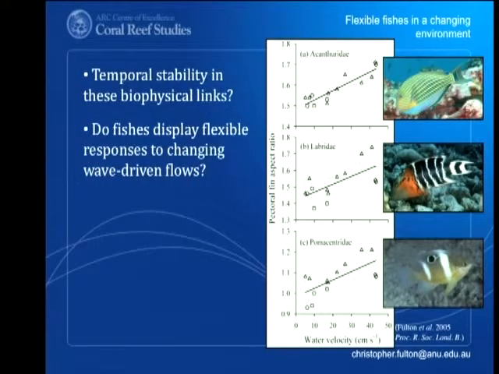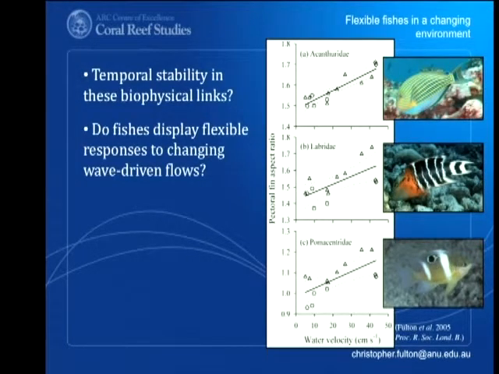The question, though, is, and I've talked to some people here in Juha, they want to know about the temporal stability of these kind of biophysical links. They want to know, if we do some of this mapping, how stable is it? Because things are changing, and even in present context, wave climates do change. They change on a daily basis, a monthly basis, and seasonally. So this is the kind of question we've been examining most recently in our group.